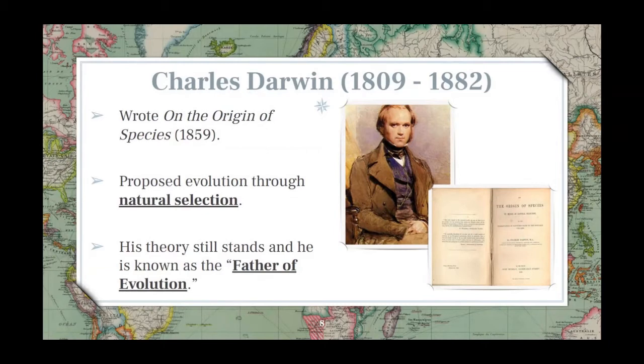Charles Darwin wrote On the Origin of Species. He proposed evolution through natural selection. His theory still stands, and he is known as the father of evolution.